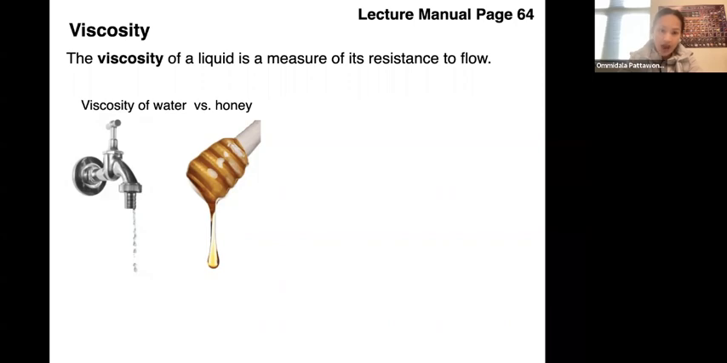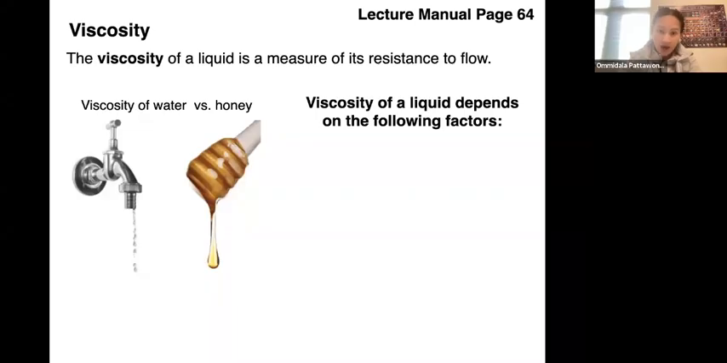For example, if you have water versus honey, you will see that honey has more resistance to flow than water. Therefore, honey has higher viscosity, or honey is more viscous. It depends on two factors. The first one is the strength of the IMF. A substance with stronger IMF has molecules that hold onto each other strongly, which causes it to be more viscous.